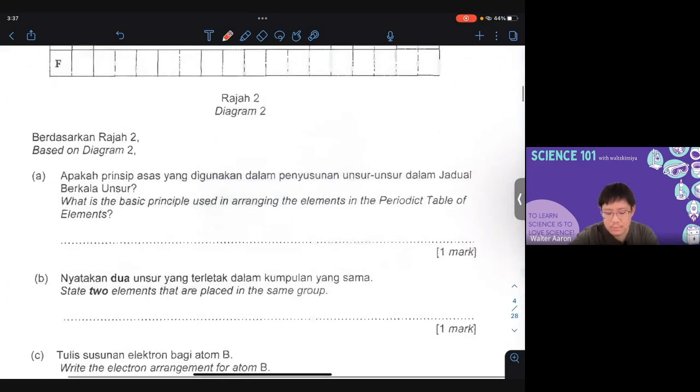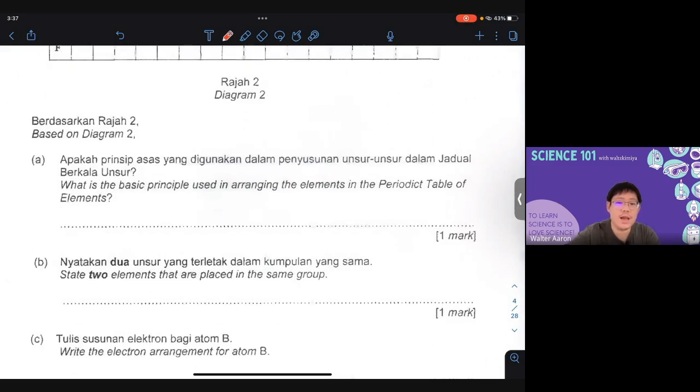So based on diagram 2, what is the basic principle used in the arranging of the elements in the periodic table? I would say increasing proton number is the answer. Okay, increasing proton number. Going from left to right.